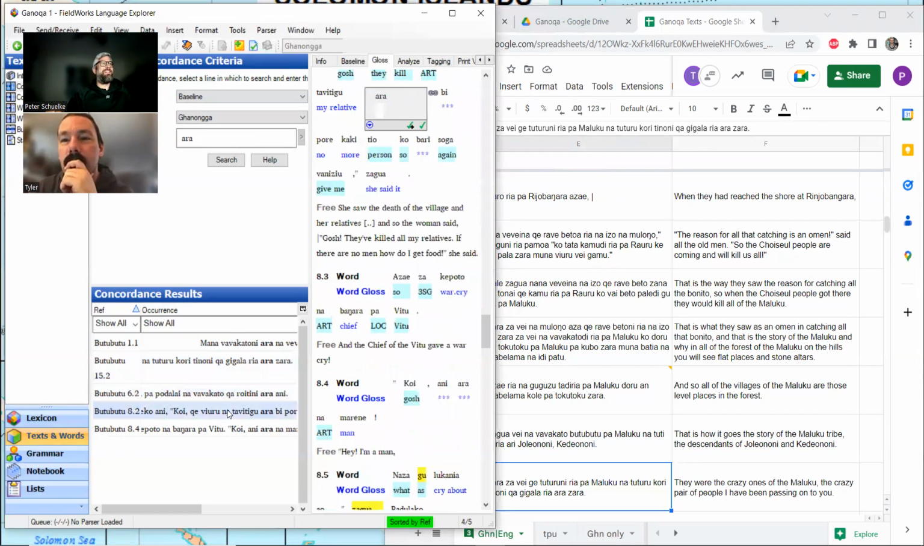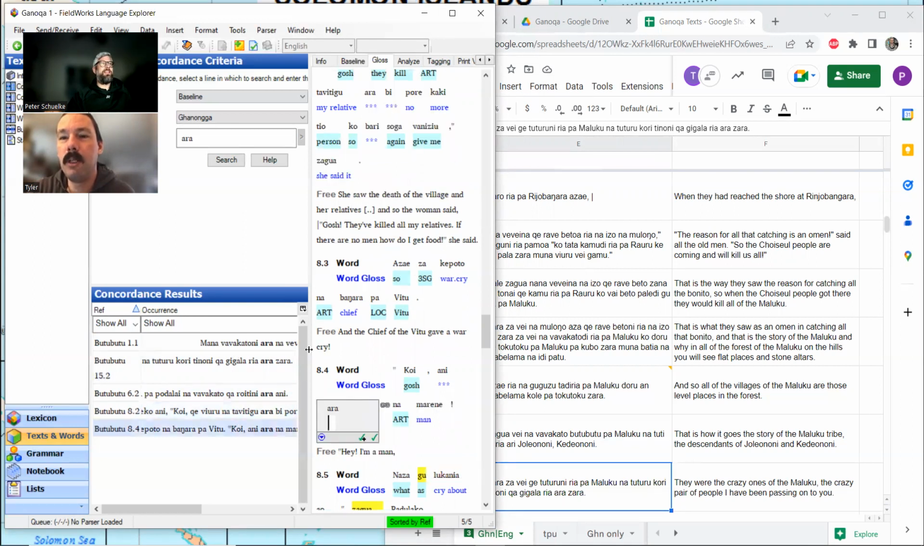Okay. Next example: she saw the death of the village and her relatives, and so the woman said, "Gosh, they've killed all my relatives. If there's so many men, how do I get food?" No, if there are no men, how do I get food? If there are no men, how do I get food? Okay. Not a slam dunk if it means "to you," which is my... Finally, hey, I'm a man, and this one made it extremely obvious to me.